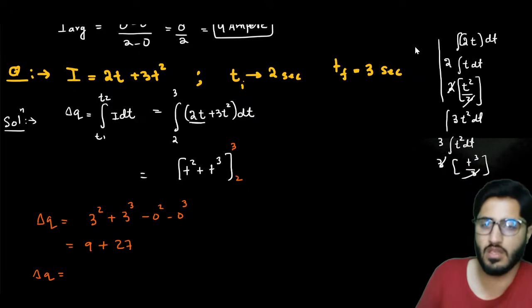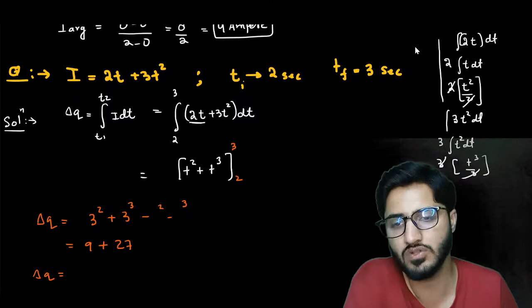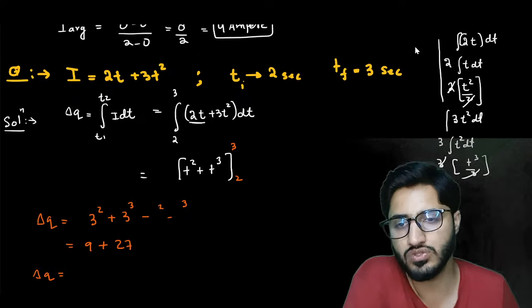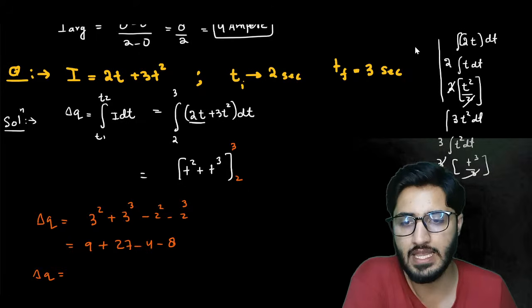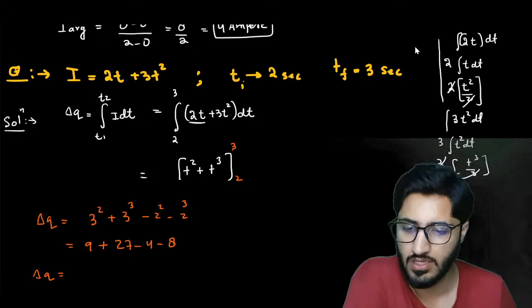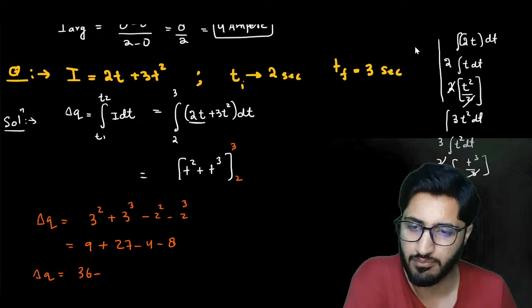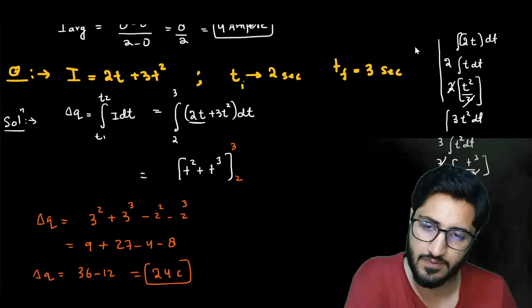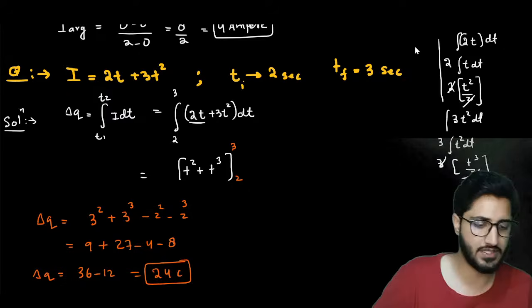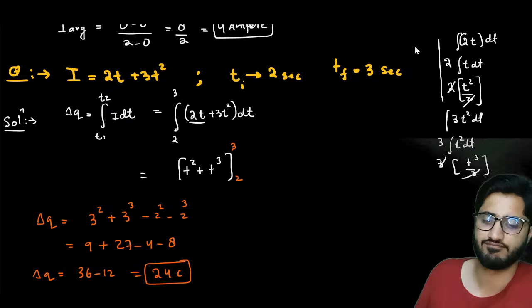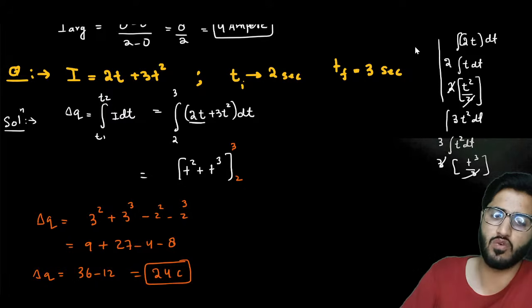Delta q. I guess it is how much? Well, it is not 0 now. I am just placing here 0. It is not 0. It's 2 square, 2 cube. That means 4, 8. So now it is 9 plus 27, 36 minus 12. So my answer is 24 coulomb. Okay, this is how we can do these things now.